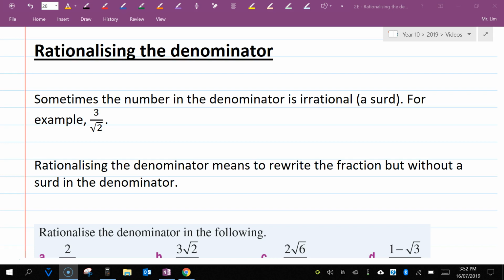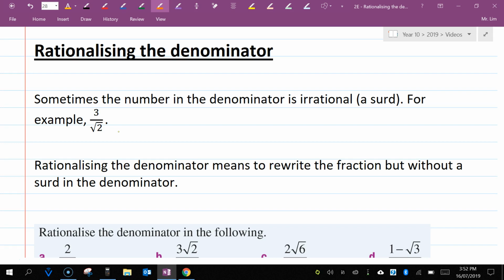In today's video, we are going to be looking at rationalizing the denominator. Now, sometimes the number in the denominator is irrational. It's a surd. For example, 3 over root 2. So we can't write root 2 as a fraction, so it's irrational. Rationalizing the denominator means to rewrite the fraction, but without a surd in the denominator.